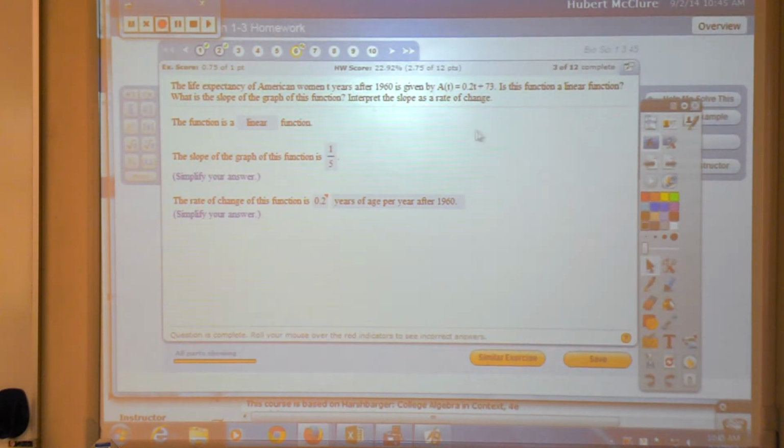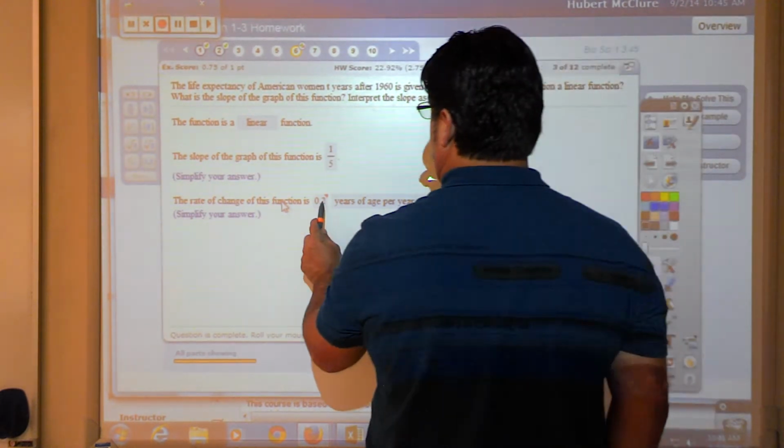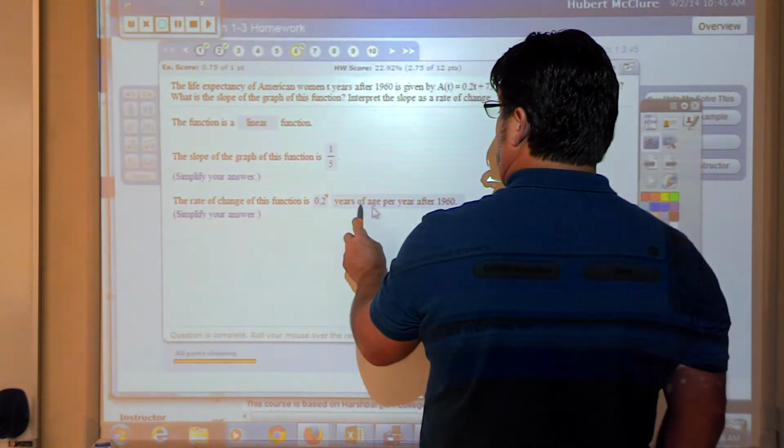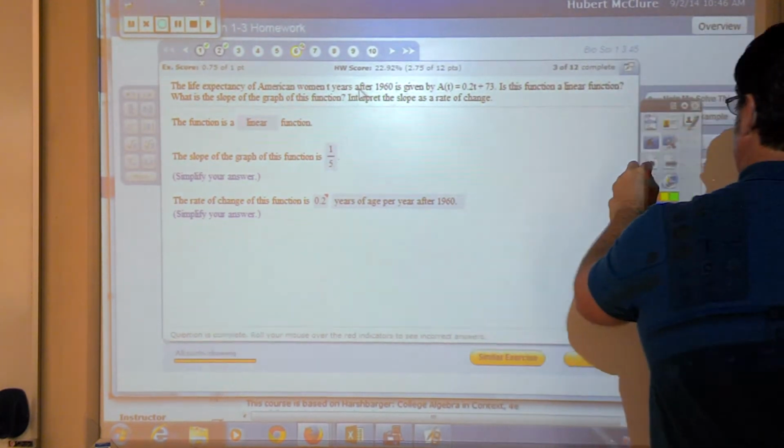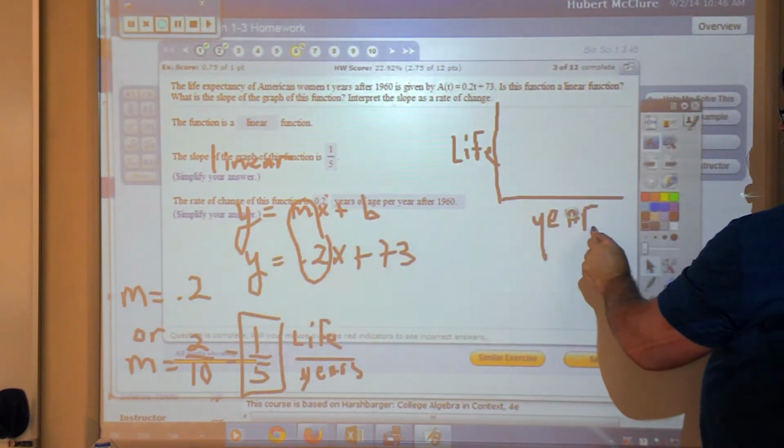Point 2, okay. Point 2, I did 1/5, they did point 2. That's, okay, just put point 2. That's all you have to do. Point 2, years of age per year after 1960. I was putting 1/5. So, point 2 for the years of what? Life expectancy. Right here.